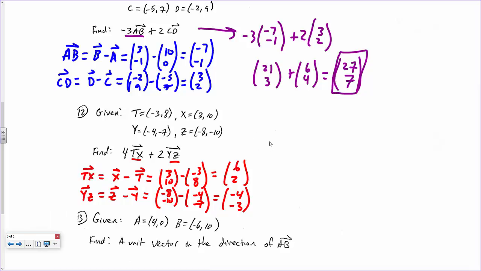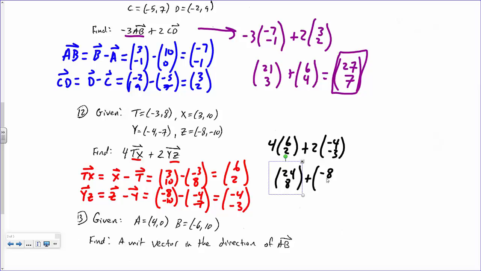So I'll do 4 times TX, which is 2, plus 2 times YZ, which is negative 4, negative 3. This will also give me, distribute this 4 into here, we'll get 24 and 8 plus negative 8, negative 6. So 24 minus 8 is 16, and 8 minus 6 is 2. So your final answer will be 16 and 2. Okay, and we're moving right along.